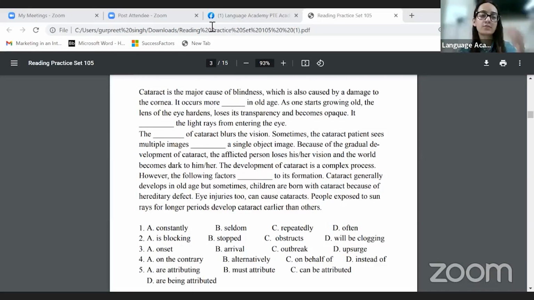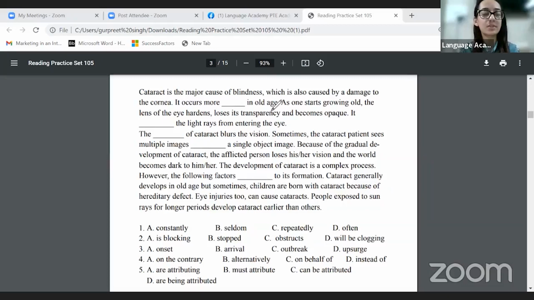Very good, well done. This would be categorized as the most easy question. These types of questions are the easiest. And we should be targeting a full score here so that we can compensate for 1-2 mistakes done here and there. Cataract is the major cause of blindness, which is also caused by damage to the cornea. It occurs more in old age.